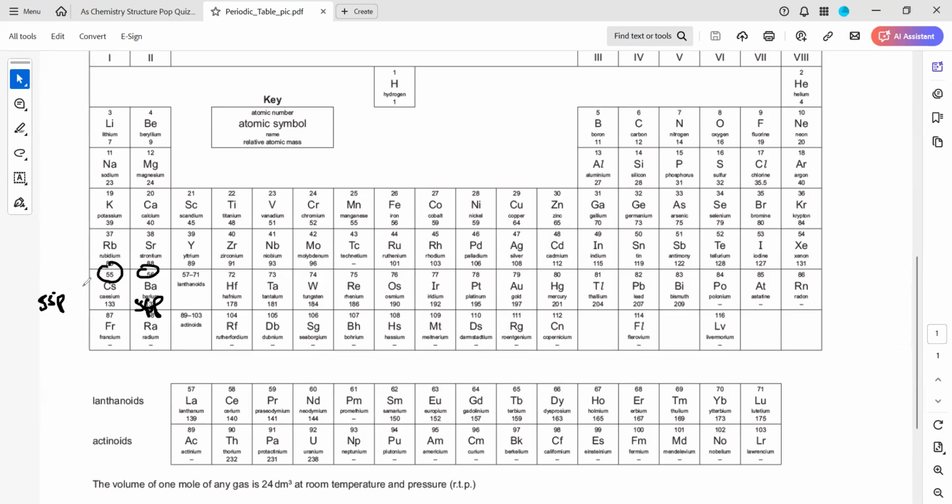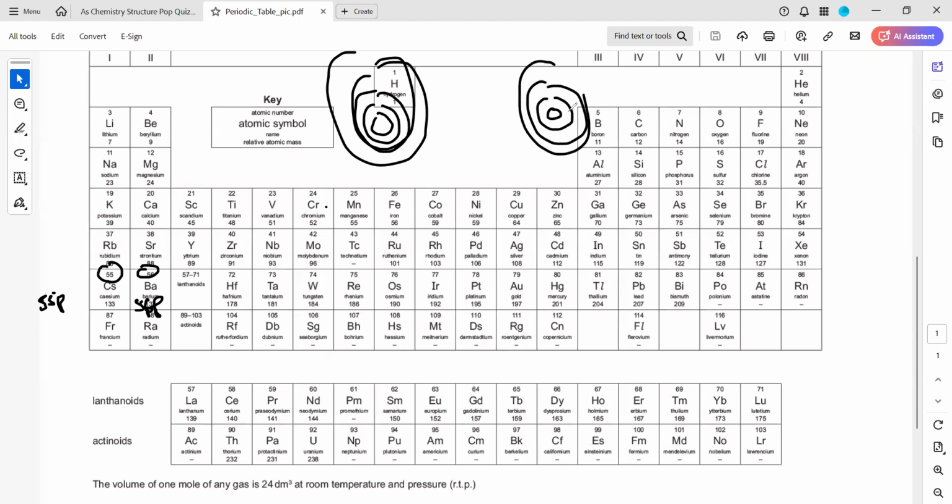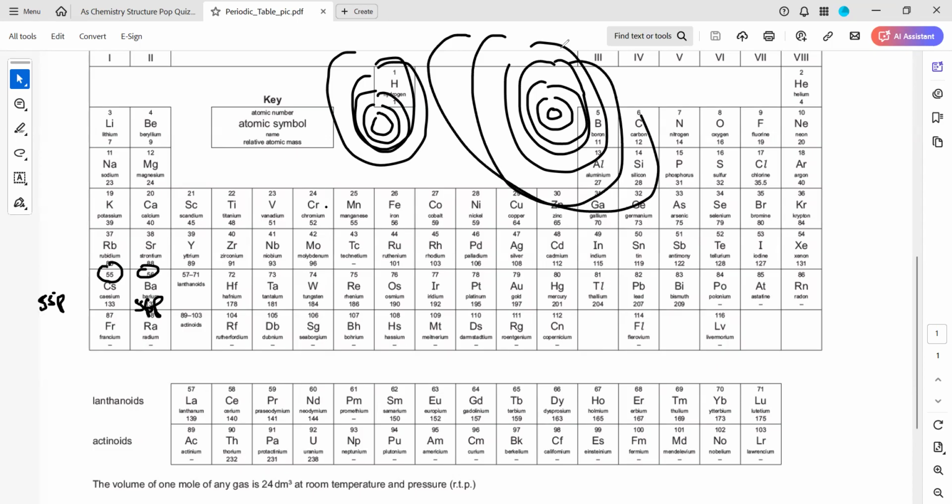Cesium loses an electron. It's like 1, 2, 3, 4, 5, period 6 is there. So first we'll have 6 shells, but one of them will be lost because it loses. So this will be cesium. And same thing for barium also, 6 will be there, 1, 2, 3, 4, 5, 6. But when it is lost, one will be lost.